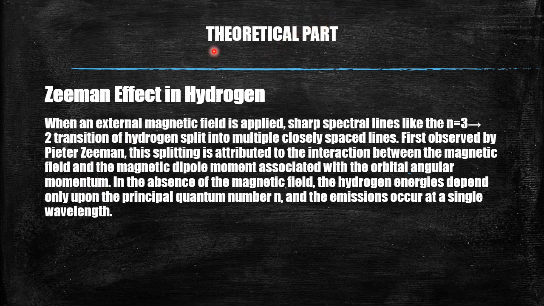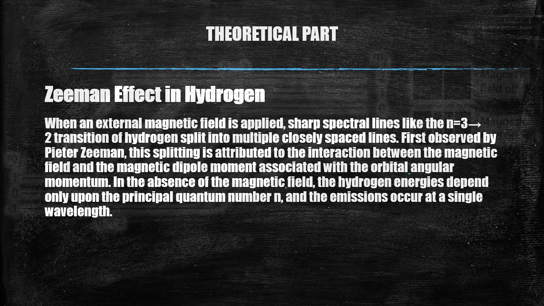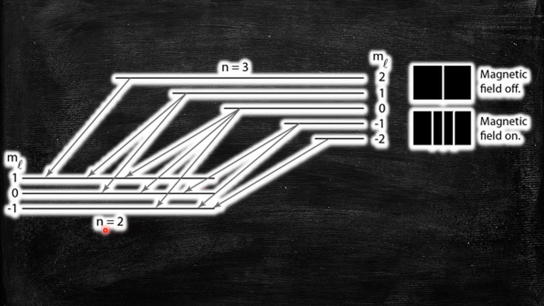Now we start the theoretical part of the Zeeman effect in hydrogen. When an external magnetic field is applied, short spectral lines like the n equals 3 to 2 transition of hydrogen split into multiple closely spaced lines. This was first observed by Peter Zeeman, and its theoretical part was done by Lorentz. Here n denotes the principal quantum number and ml denotes the magnetic quantum number.